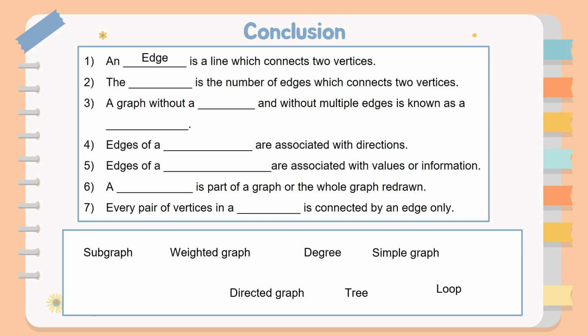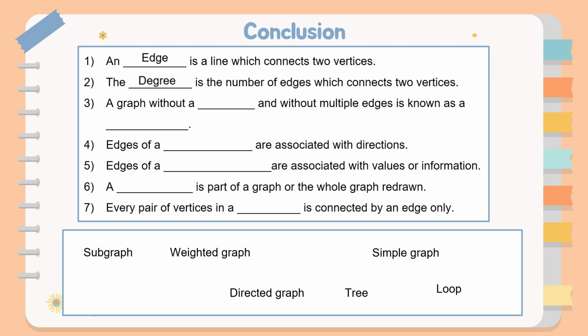Does anyone know the answer? Degree. Yes, degree. Okay, correct. The degree is the number of edges which connect two vertices. Okay, number 3. A graph without a blank and without multiple edges is known as what? Number 3. Who wants to answer?